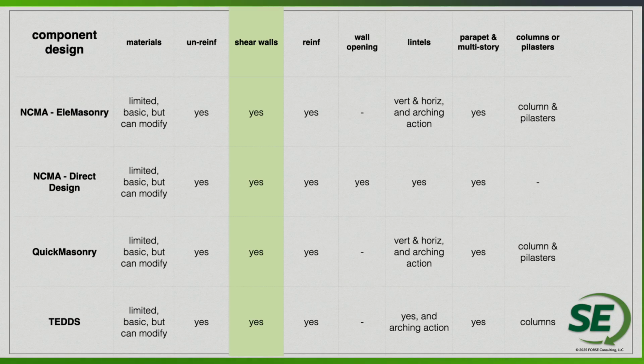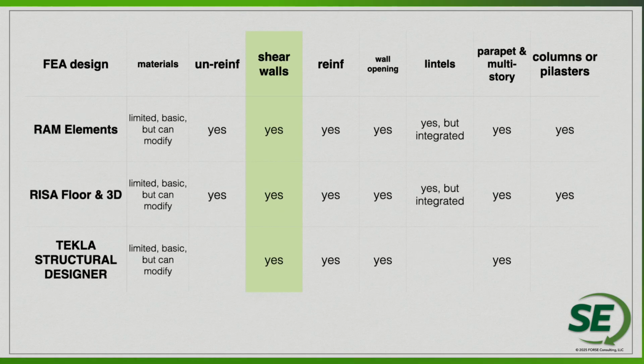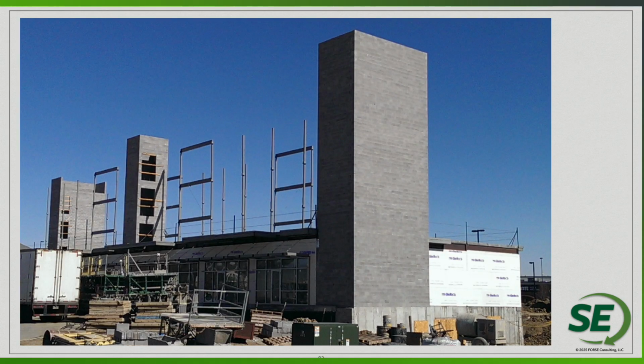Again, we have different software programs. We have a few different sessions on some of the different software that's available for doing shear wall design. Masonry Direct Design, Quick Masonry, and TEDDS are all different software programs that we utilize here at Forrester, certainly in doing shear wall designs. And the Tekla Structural Designer, RISA Floor, RISA 3D, and RAM Elements programs all have very good tools for masonry design and shear wall design in them as well.